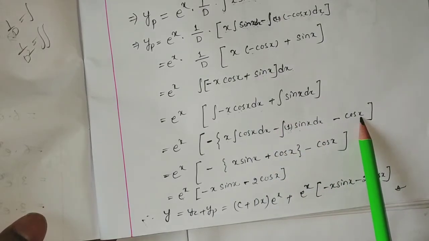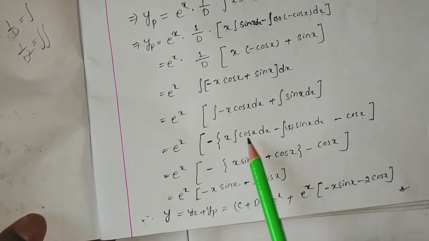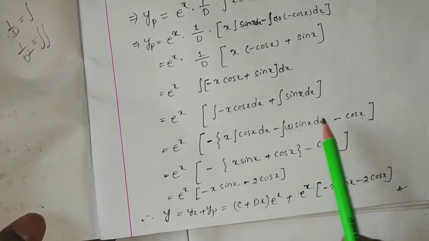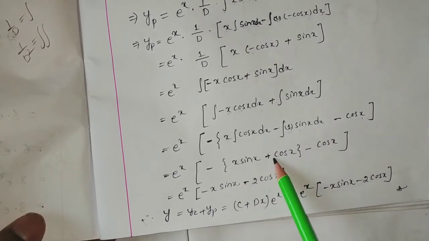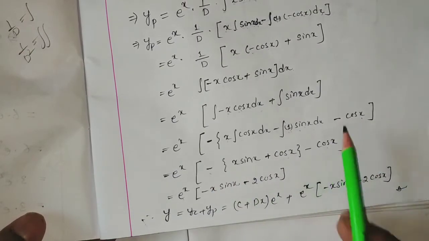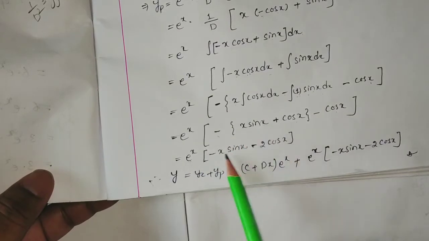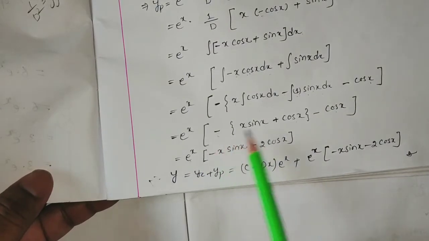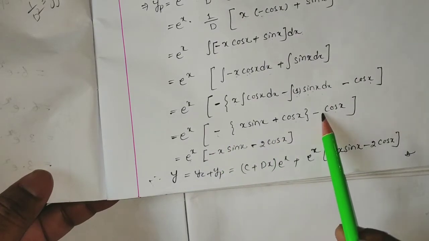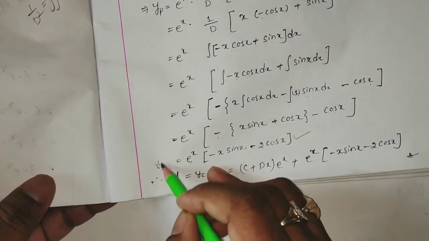Okay, so here minus x cos x integration is your sin x, and sin x integration is your minus cos x, so minus minus plus cos x. Here another minus is there, so minus cos x. So e to the power x, minus x sin x, and here you can see minus minus minus plus, minus cos x, another minus, so minus 2 cos x. So this is your yp.